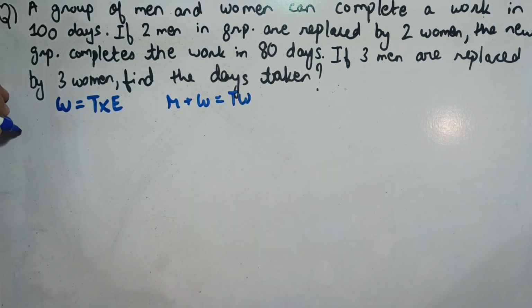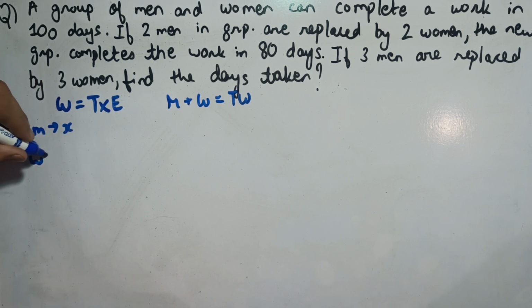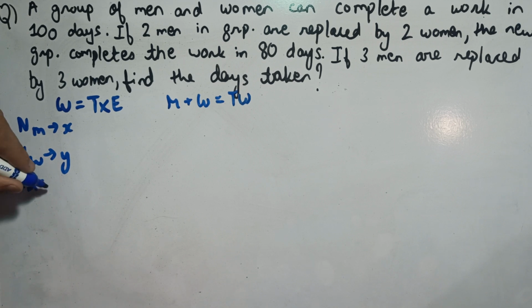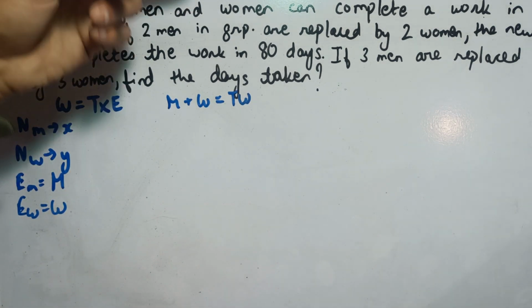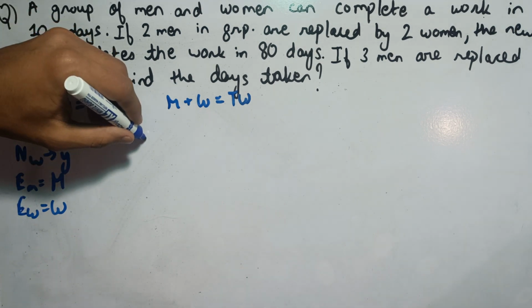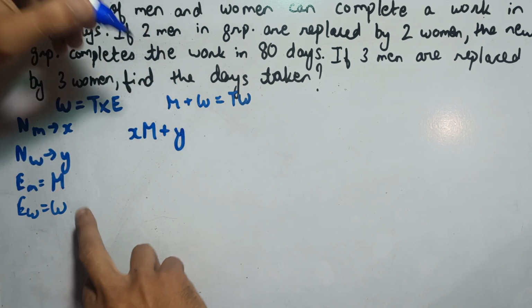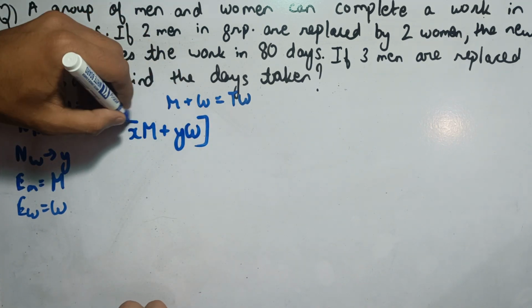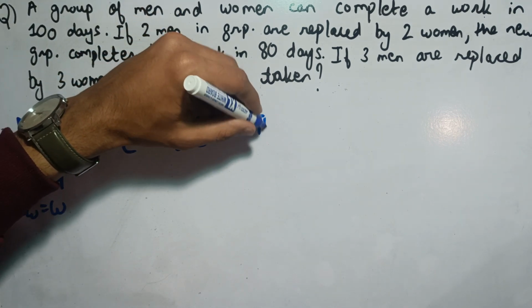Okay, so let us assume the number of men to be X and the number of women to be Y. And we can assume the efficiency of men to be M and the efficiency of women to be W. So let's start. If a group of men and women can complete a work in 100 days, therefore there are X men and the efficiency of men is M. There are Y women and the efficiency of women is W. And they work for 100 days and they complete the work, that is TW.